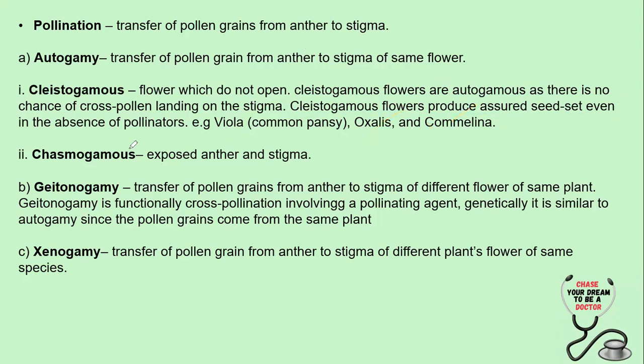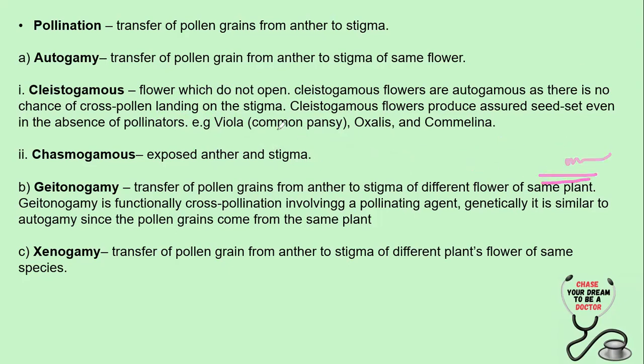Clear? Chasmogamous flower means they have exposed anther and stigma. They have exposed anther. That is, they are open flowers. They are what? They are open. Clear? Whereas cleistogamous flower means they are closed. And its examples are viola, oxalis, and commelina.